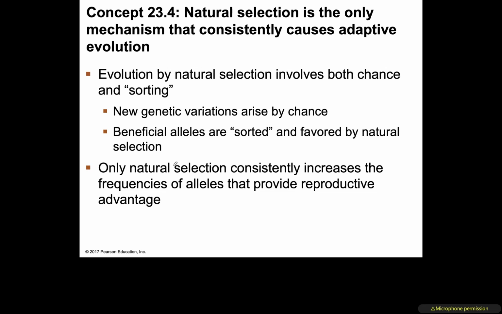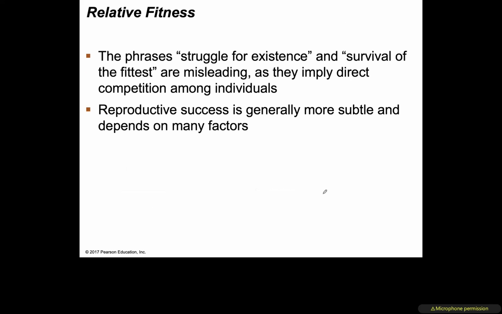So only natural selection consistently increases the frequencies of alleles that provide reproductive advantage. What this means is if you have good alleles that are, quote, good for the environment, meaning you are successful in the environment you are in, you have a reproductive advantage. We've talked about this a lot, so I'm not going to continue. With that, leading to what is called relative fitness.